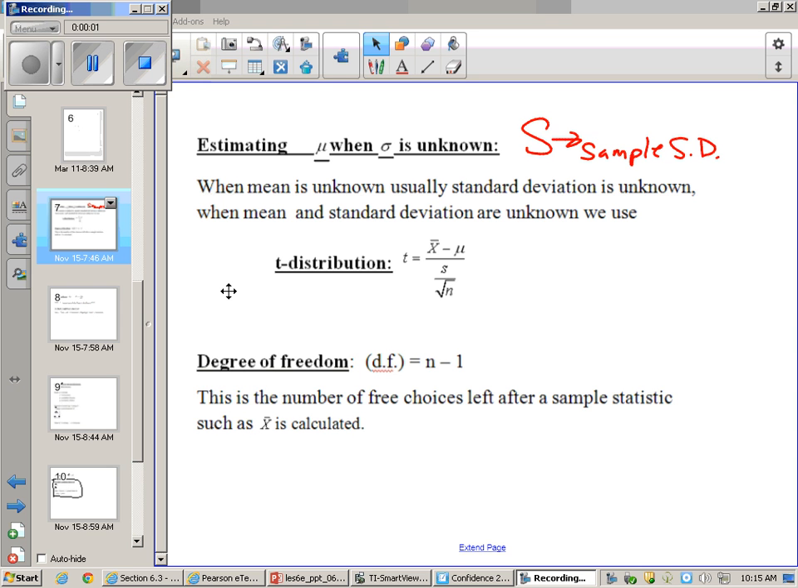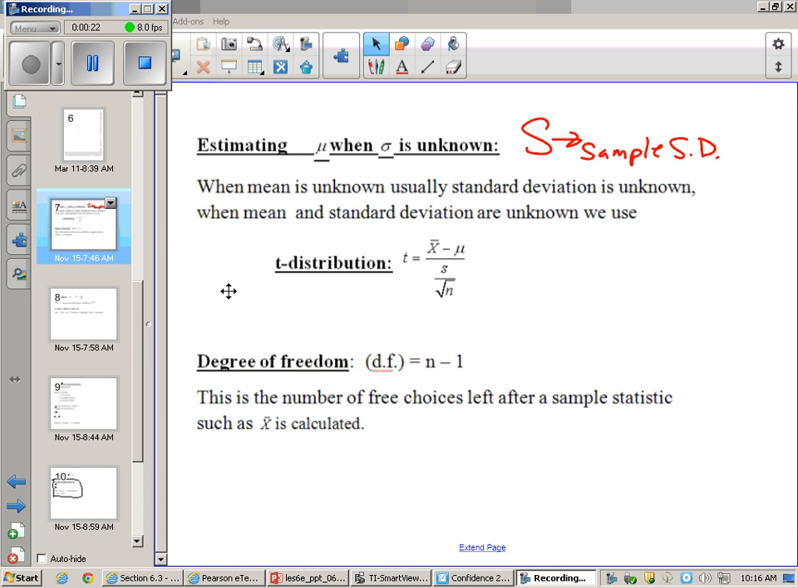Okay, today we are going to do estimating the mean when the standard deviation is unknown. What they usually give you is the sample standard deviation, which is the s of x. When the mean is unknown, usually the standard deviation is unknown. When the mean and standard deviation are unknown, we use what's called the t distribution.